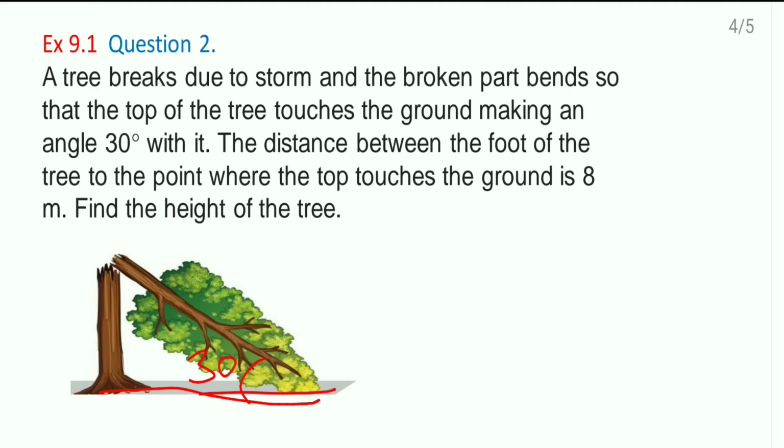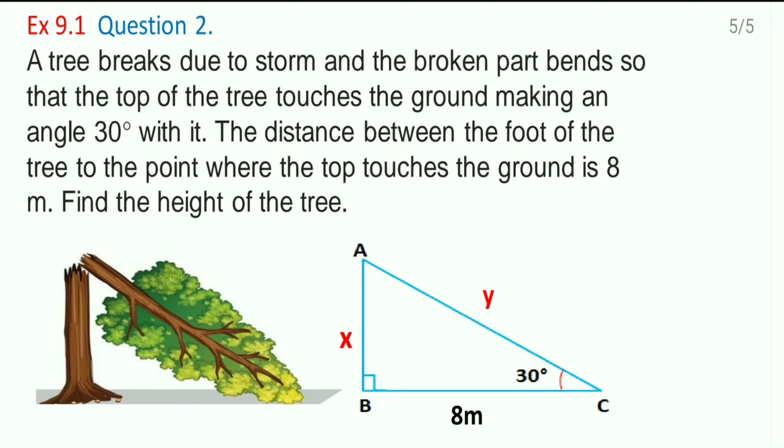The distance between the foot of the tree to the point where the top touches the ground is 8 meter. This is the foot of the tree and here the top is touching the ground. So this distance is 8 meter. Find the height of the tree. They are telling us to find out the height of the tree. That means this one and this one we need to find. Correct? Let us see the proper figure here.